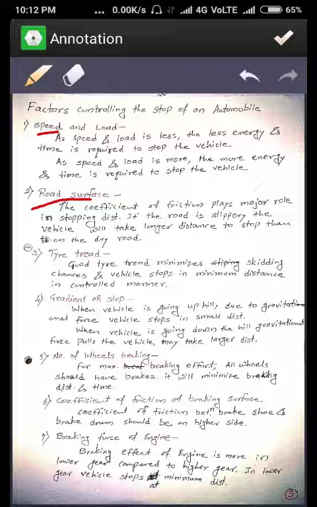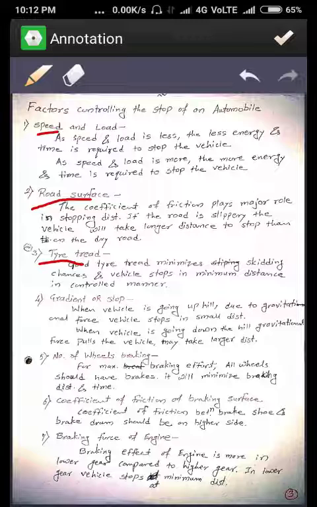The third point is tire tread. Good quality tire tread of any wheel or any tire minimizes or prevents the skidding or slipping action of the vehicle, and it stops the vehicle in a controlled manner in a minimum distance.